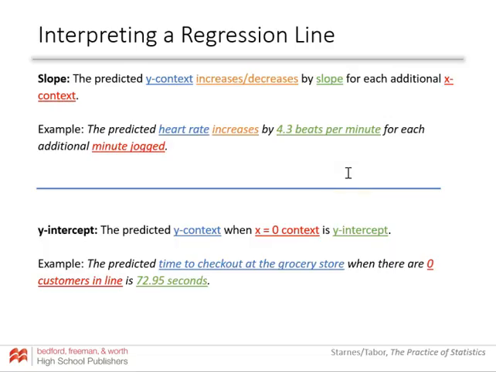Remember, we learned this all the way back in Algebra 1. The predicted heart rate increases by 4.3 beats per minute for each minute. Whatever this is, this should be your response variable and explanatory variable. And then the y-intercept is what is predicted when x is 0, and we're always going to put that in context.